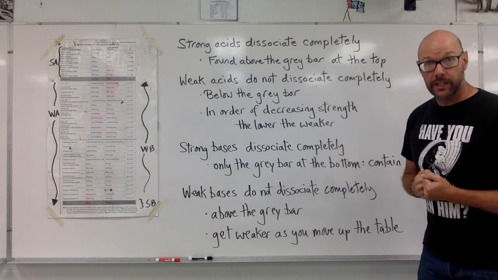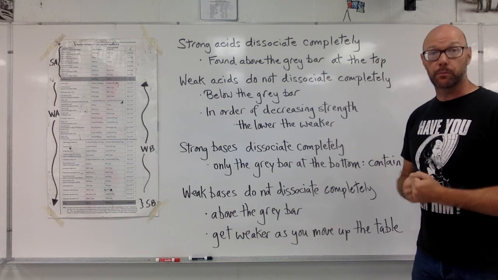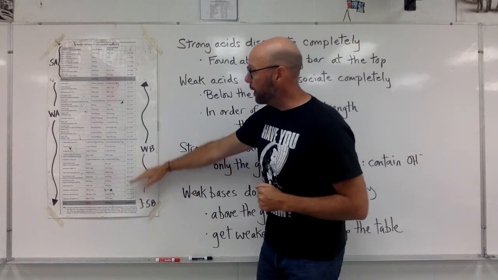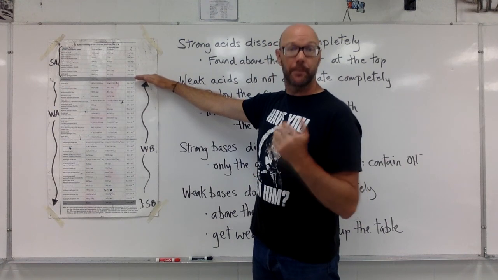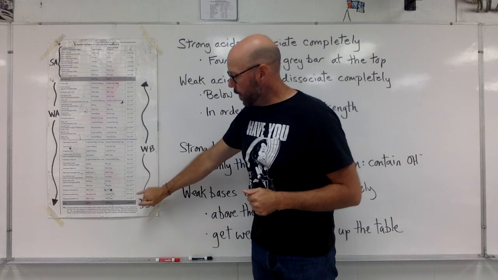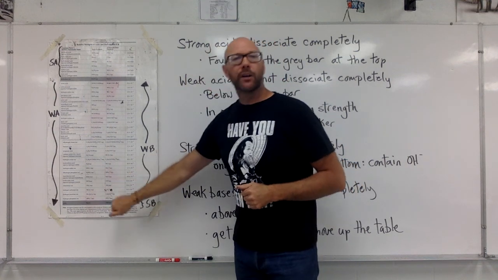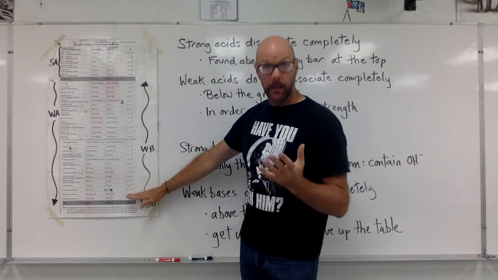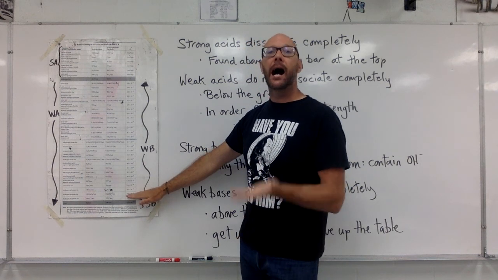They're bad proton acceptors. They don't fully accept their protons. They're above this gray bar this time. This time they're also in order, but it's going up the table. Right above the gray bar is the hydrogen phosphate ion. It's not the gray bar itself. It's higher up than the gray bar.